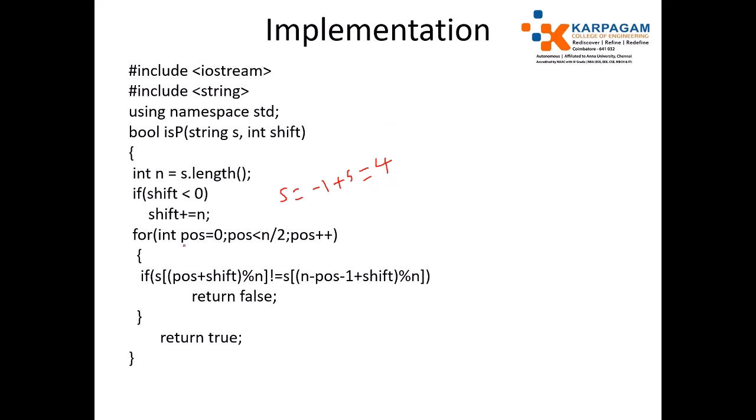Now for int position equal to 0, position less than n divided by 2, position plus plus, we are just checking half of the string and checking what is the condition after shifting. If s of position plus shift remainder n is not equal to s of n minus position minus 1 plus shift remainder n, what will you get? If it is equal, no problem, you continue with that. If it is not equal, the string is not a palindrome.